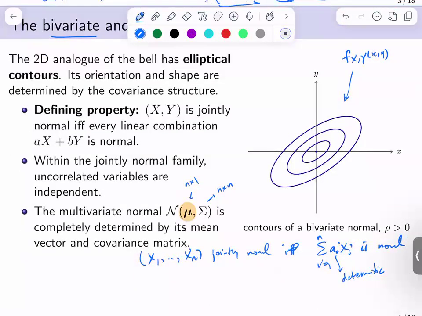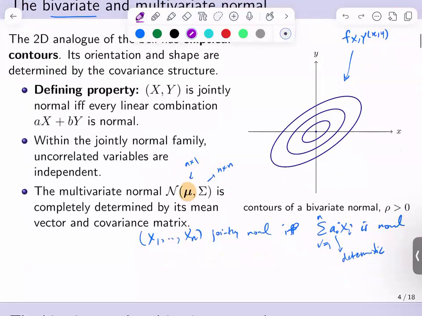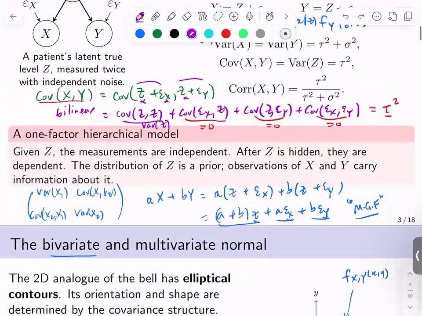Okay, and a central feature of the jointly normal family is that the variables are independent if and only if they're uncorrelated. Uncorrelatedness and independence are equivalent in the jointly normal family. In general, independence implies uncorrelatedness, but not vice versa. But in the normal family, they're equivalent. So uncorrelated random variables that are jointly normal are going to be independent as well. So in this case, if it turns out that tau is 0, then it forces the two random variables to be independent.